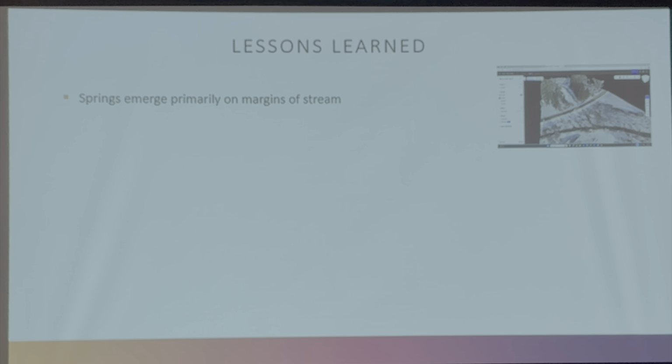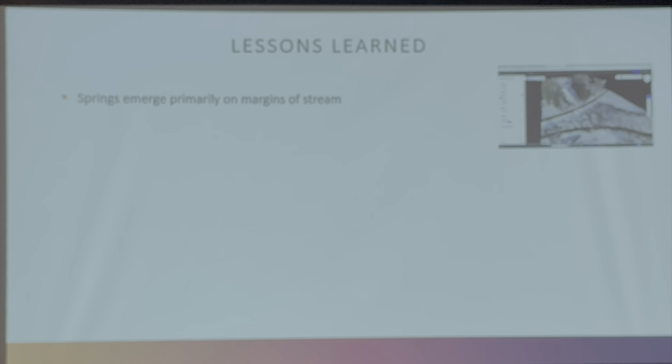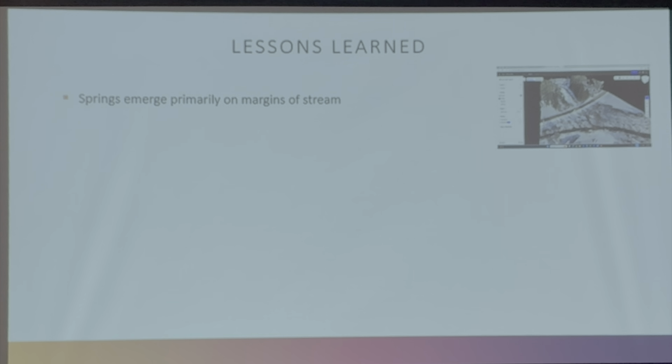So some lessons that we've learned is that these springs that we're finding in western New York, these cold water patches, they're primarily on the margins of the stream, and then they enter in from the sides. We only found one example of a mid-channel seep, and that was on the upper Wiscoy by the Bliss Old No-Kill site. Why would they emerge on the margins?